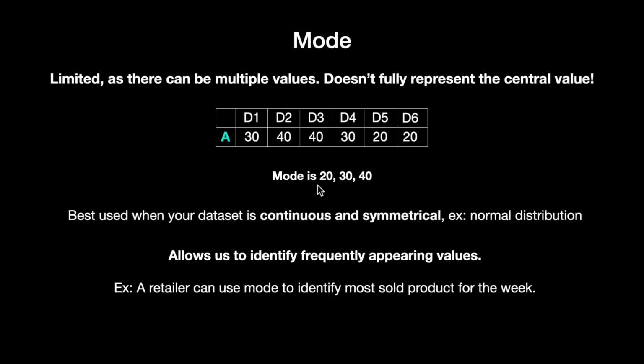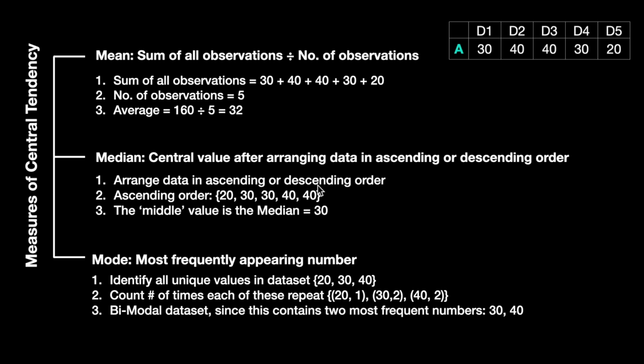In short, measures of central tendency again try to represent your entire dataset as a singular value. They want to get an understanding of where the center lies. Mean is the sum of all observations divided by the number of observations. Median is the central value after arranging data in ascending or descending order. And mode is the most frequently appearing number.